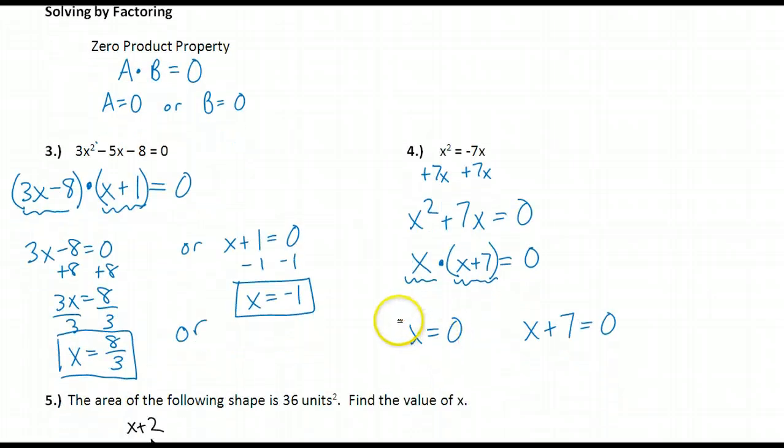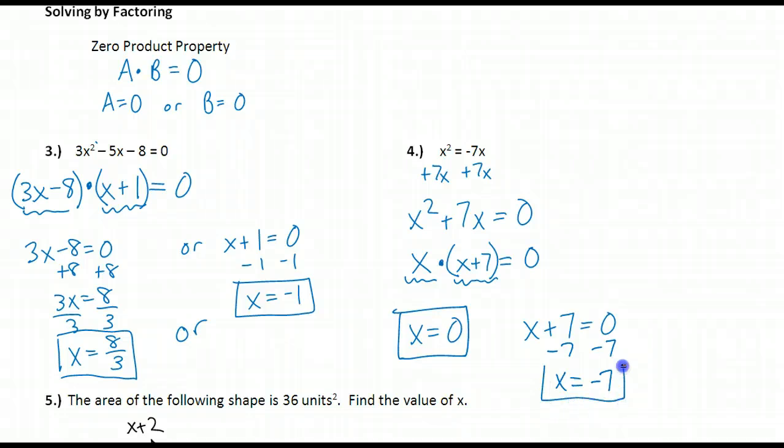Solving for x, I'm already done in this first equation, and in the second equation, I just need to subtract 7. So I still get two answers, x equals 0 or x equals negative 7. It's just I only have one term here. I only have a monomial. Again, the clue that tells me I have two answers is this x squared. This power will tell me how many answers I need.